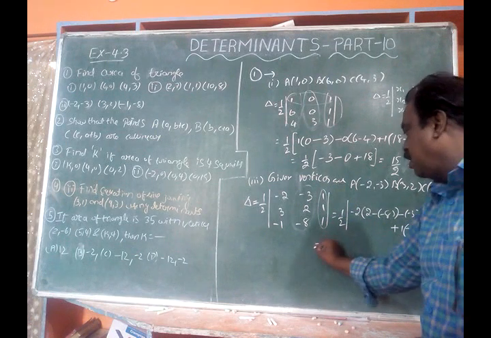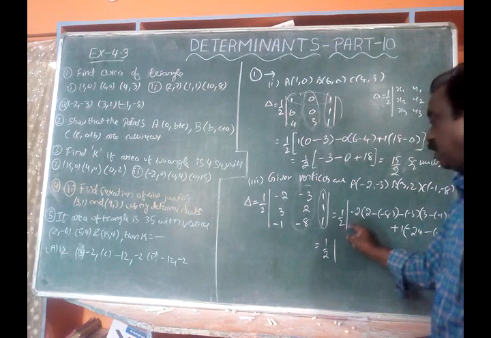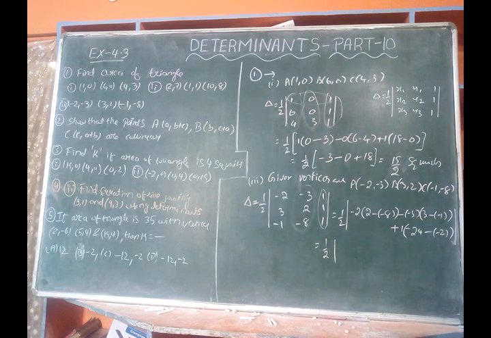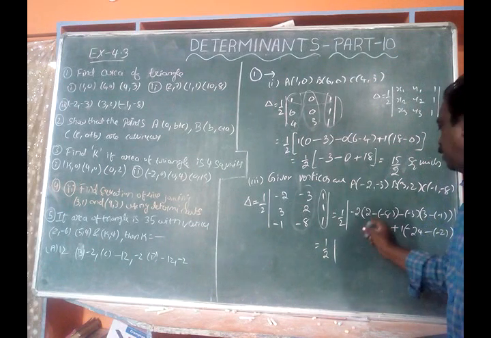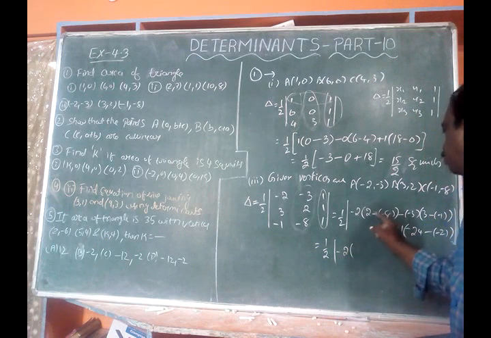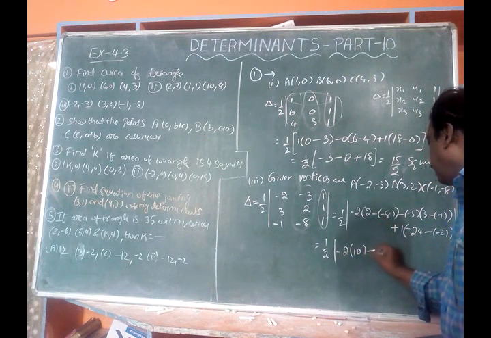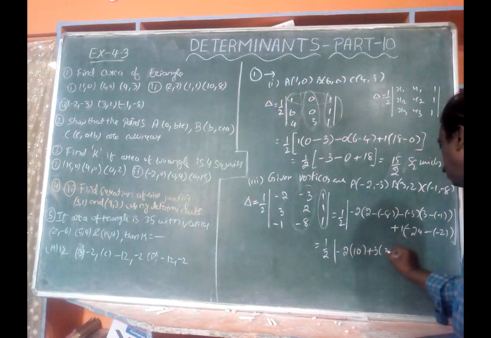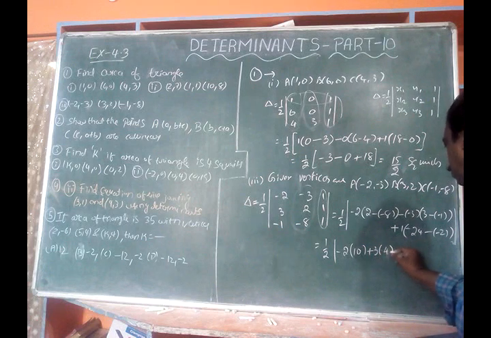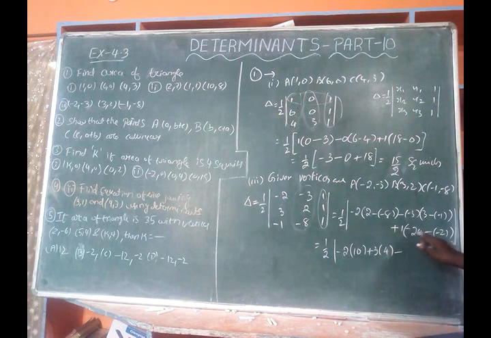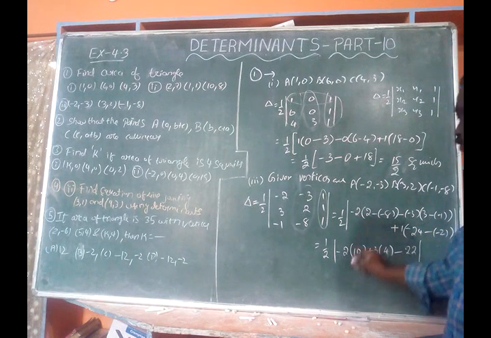Put it in a modulus. It is in modulus because area is positive. This is minus 2 into this is 10, minus 3 into this is 4. It is minus 24 plus 2, it is minus 22. Will you agree? The minus into minus is plus, 3 plus 1 is 4. Minus 1 plus 8, 10, no, minus 2.